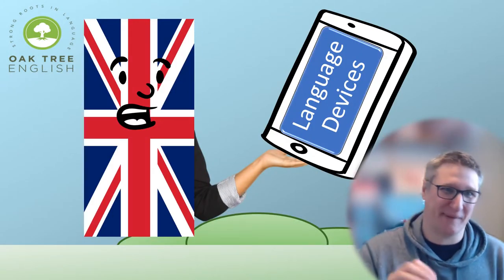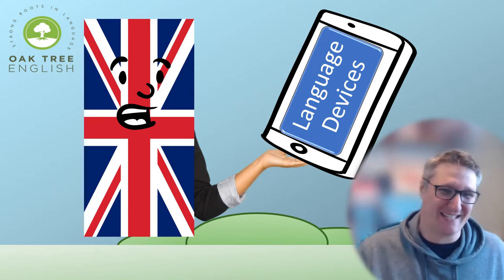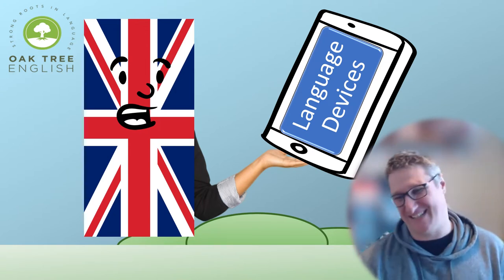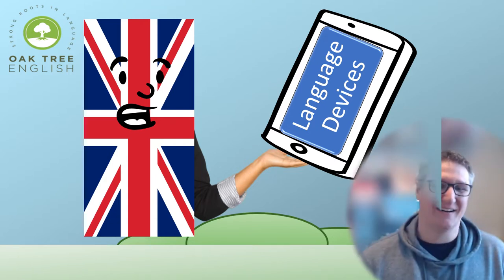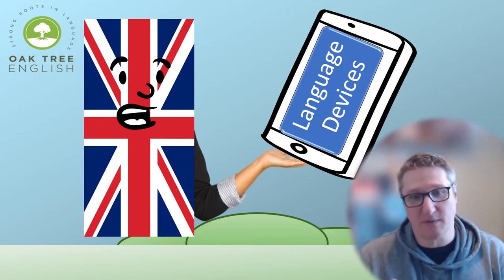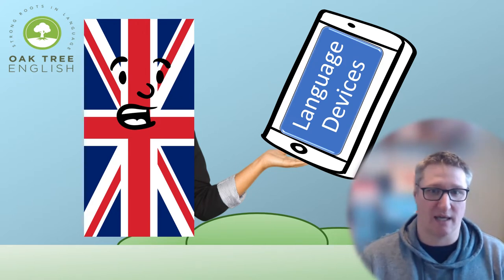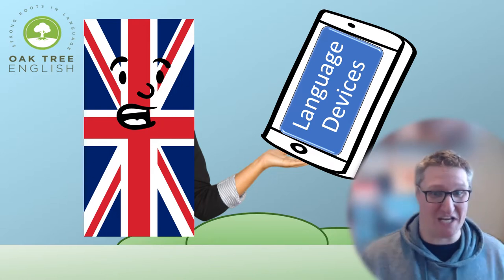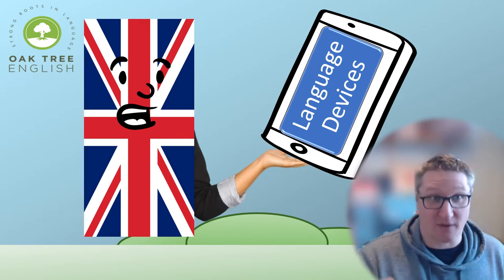So, I've made a little bit of a joke here. I've put language devices on a device being held by the flag, which is a symbol of the British language, the English language. I'm so funny. I apologise, I'm not funny at all. Normally we talk about the forest when we're talking about literary language devices, and I usually make the same joke. You can't see the forest for the trees. Okay, you're not laughing, so I'm going to move on.